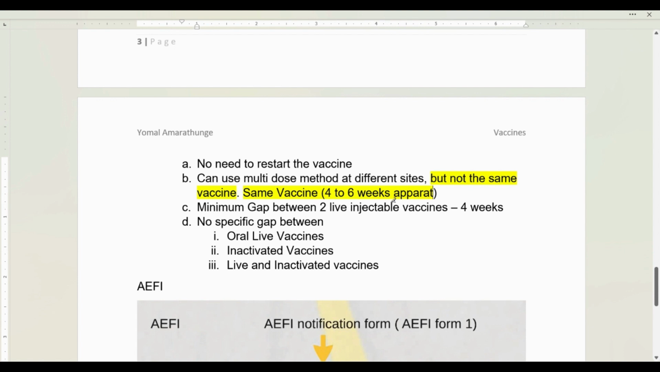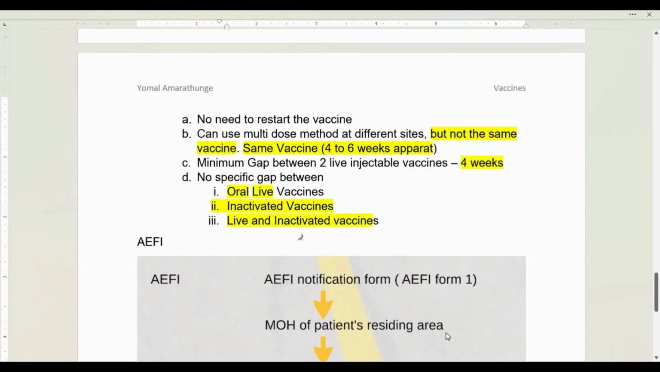So the minimum gap between two live injectable vaccines, that means two live vaccines, should be 4 weeks minimum. So usually 4 to 6. So no specific gap between oral and live vaccines. If we want to give an oral vaccine and a live vaccine, then we can. There is no specific gap. Can give inactivated vaccines also, there are no gaps. Then live and inactivated vaccines also, no gap.